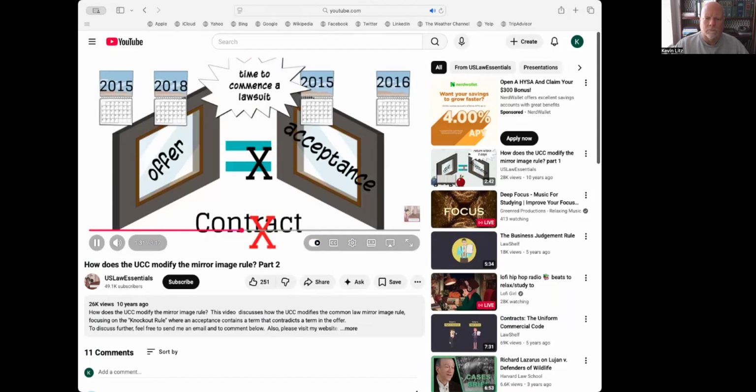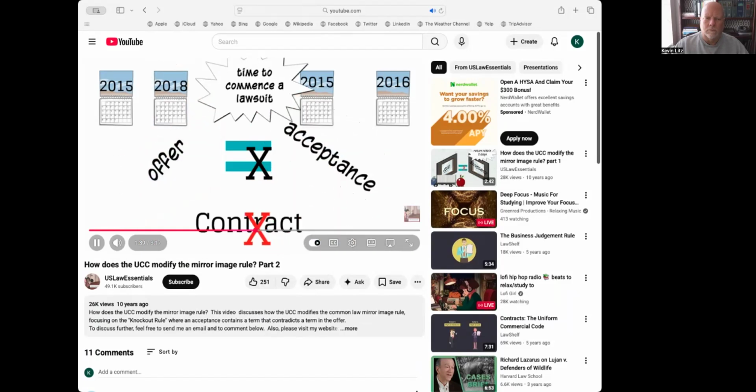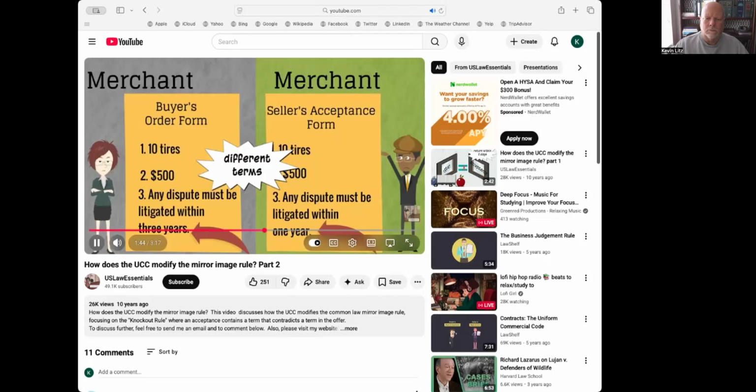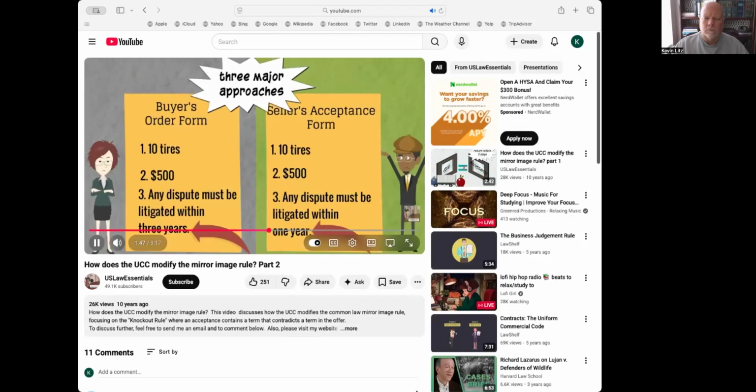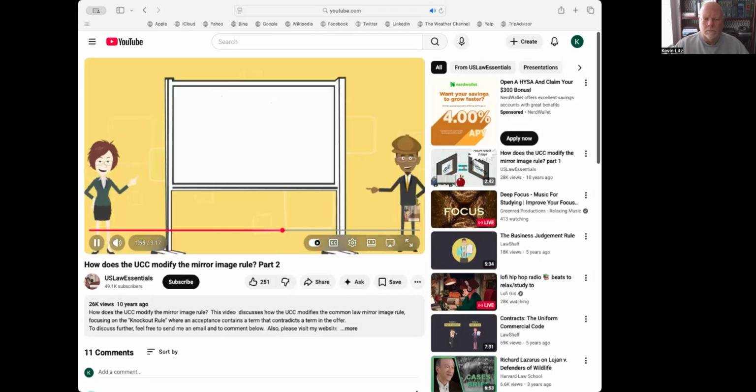Under the traditional mirror image rule, because the seller's terms are different from the buyer's terms, we would not have a contract. But the UCC tells us that even if an acceptance doesn't match the offer, we can still have a contract. And there are three major approaches that courts take to deal with contradictory or different terms in an acceptance. The most common approach is called the knockout rule, which we'll be looking at in this video, and the two other approaches are the fallout rule and to treat the contradictory terms the same as additional terms.